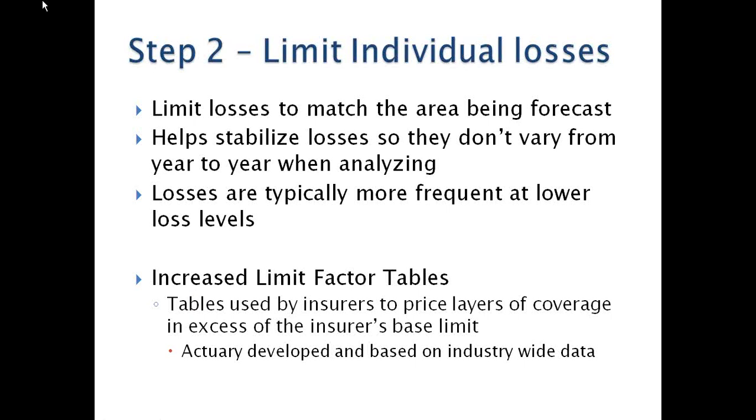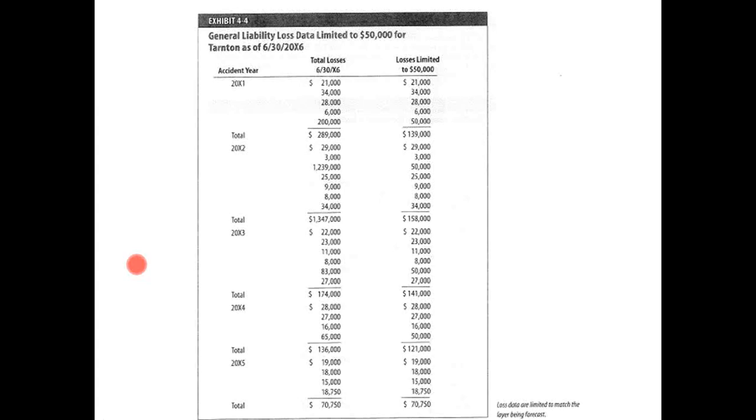And these data tables are basically developed by actuaries, and they use industry-wide data, so they have much of the law of large numbers to back them up when they do these increased limit factor tables. So some of the exhibits as we go through the book are to help explain what this means. In this exhibit, they're showing that general liability loss data is limited to $50,000 for this organization. It's called Tartan, and it shows the various years in which we have it.